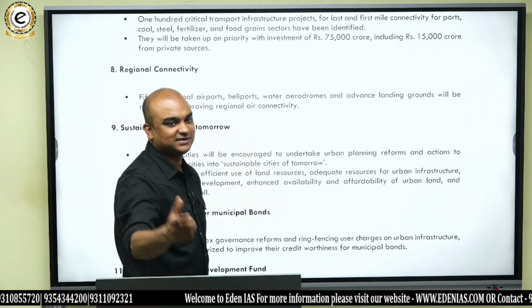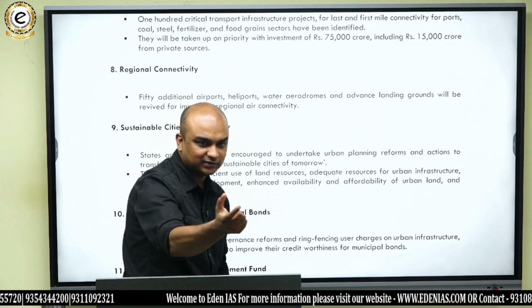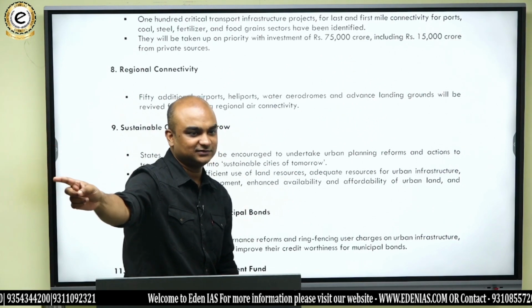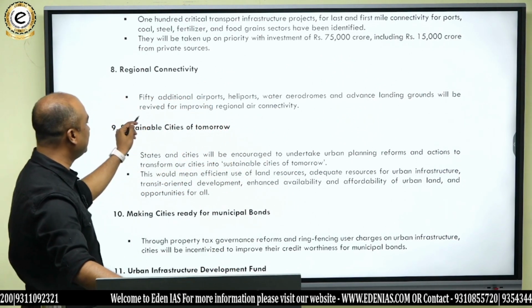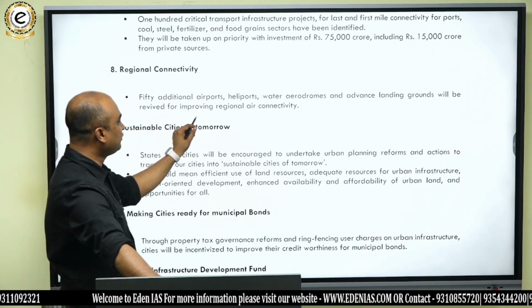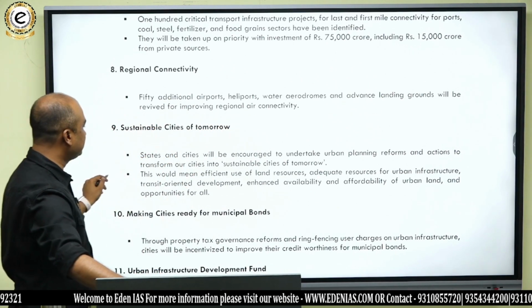Have you seen those aircrafts which can land on water? Recently in Gujarat, the Prime Minister also traveled in one of such aircraft. And advanced landing grounds will be revived for improving regional air connectivity.